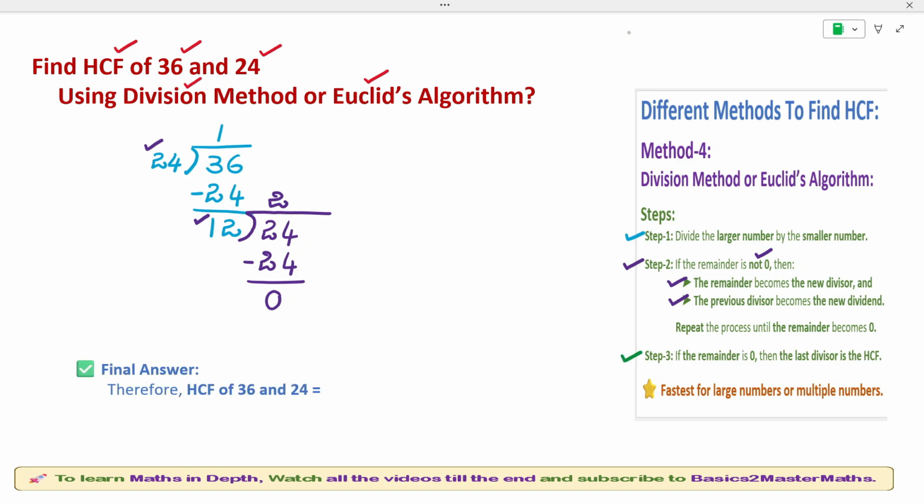Step 3. If the remainder is 0, then the last divisor is the HCF. Therefore, HCF of 36 and 24 is 12.